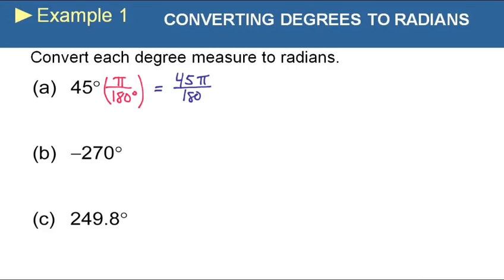Now 45 over 180 is a fraction that can be simplified. So we should do that either mentally or on the calculator, and the final answer comes out pi over 4. 45 over 180 reduces to 1 over 4. So this is written as pi over 4. Now let me show you on the calculator.